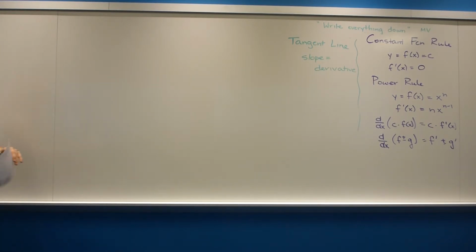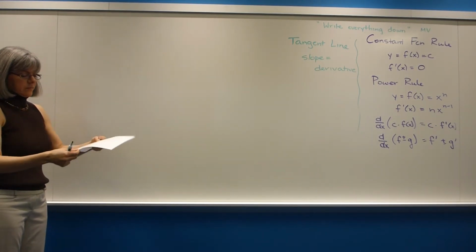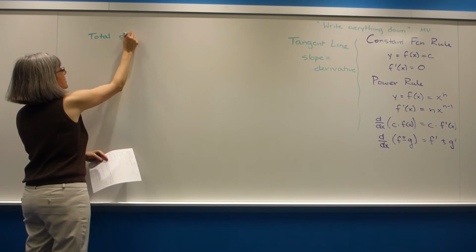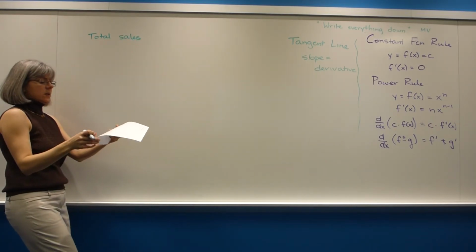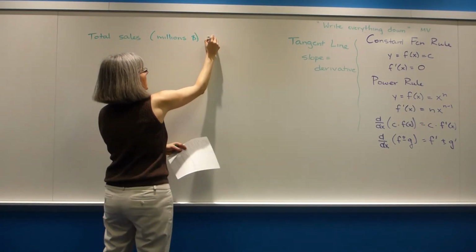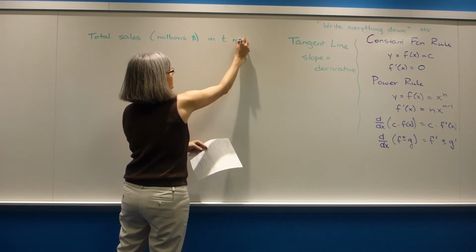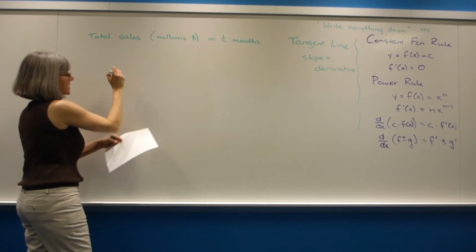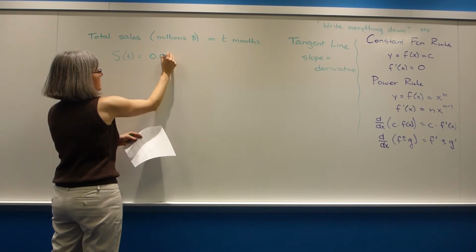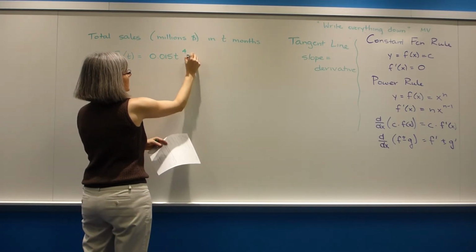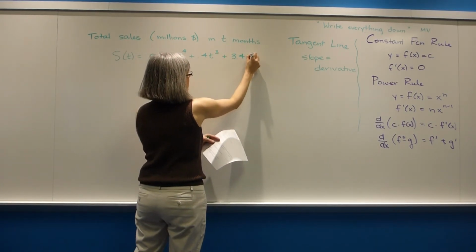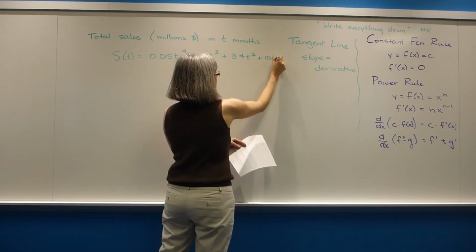It says, a company's total sales in millions of dollars in t months is given by this: 0.015 t to the fourth plus 0.4 t cubed plus 3.4 t squared plus 10t minus 3.